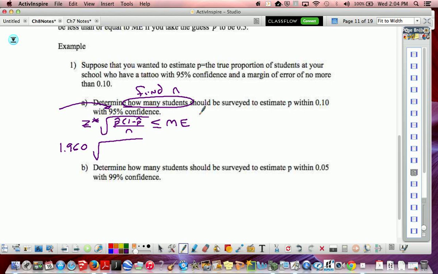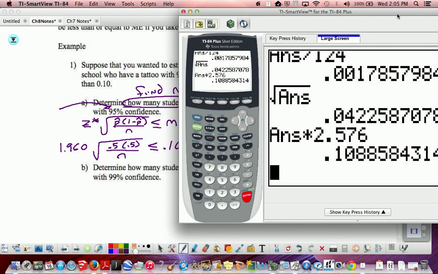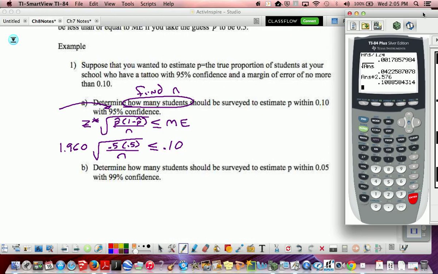Okay. So for my p hat, always we put 0.5. This will guarantee the biggest margin of error. N is what I'm looking for. I want that margin of error to be less than or equal to 0.10. I want to be within 10%. So now it's time to do some calculations. So I'm actually going to bring my calculator over here in the corner.